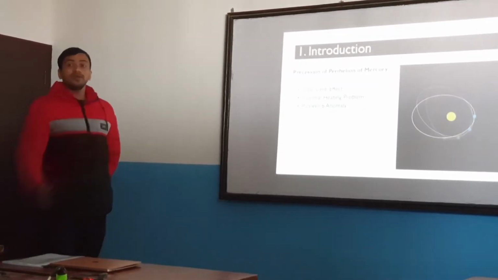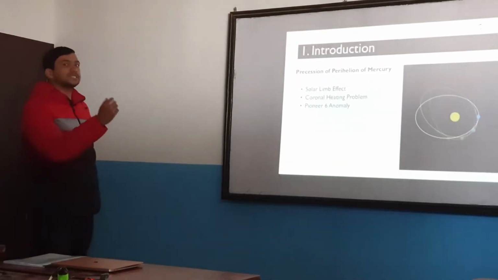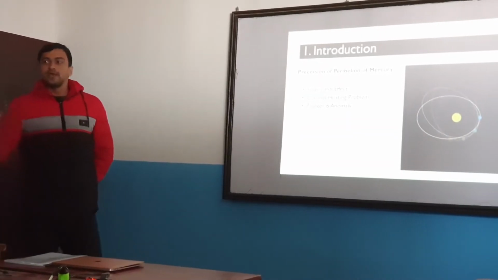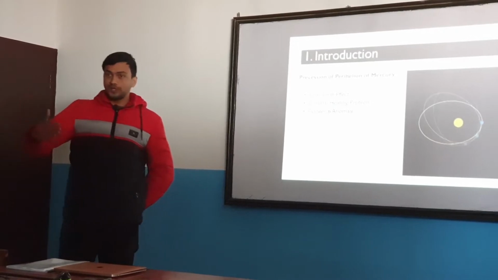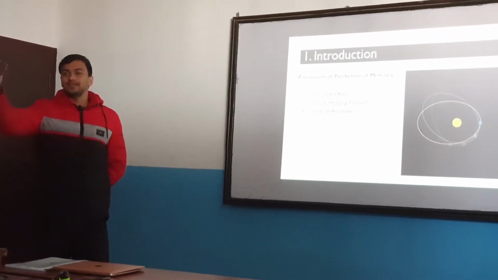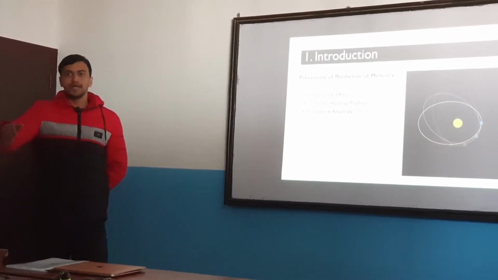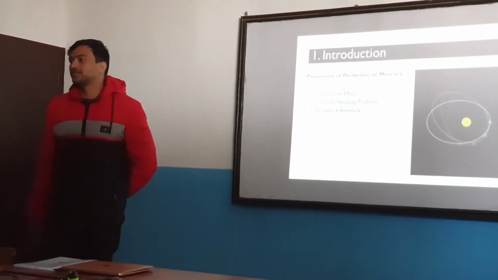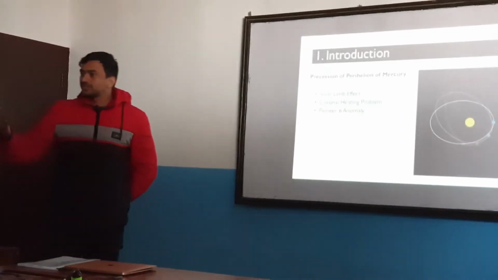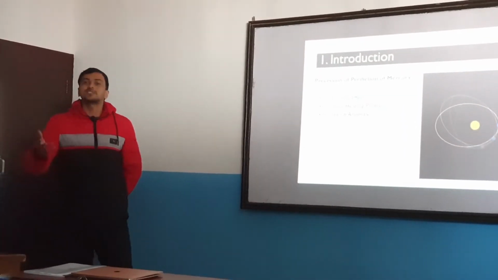And the second is the coronal heating problem. This is also one of the major challenges for current astrophysics, because as you know the corona is farther away from the photosphere, right? So if something is farther away, its temperature has to be less. That is common sense, but that is not true, because the temperature of the corona is between 1 million and 8 million, and the temperature of the photosphere, as we know, is only 6000 Kelvin.